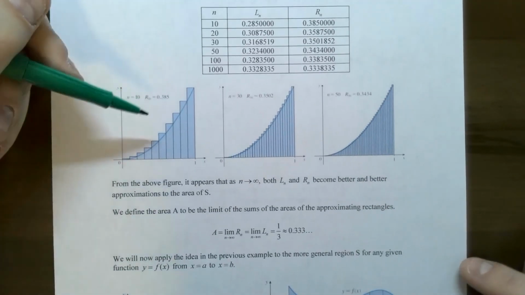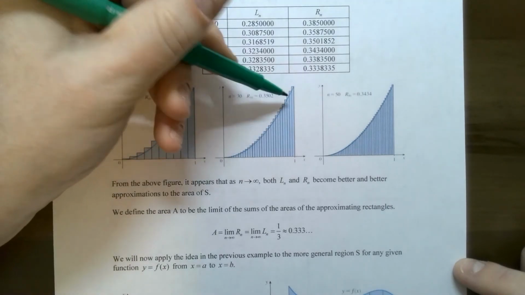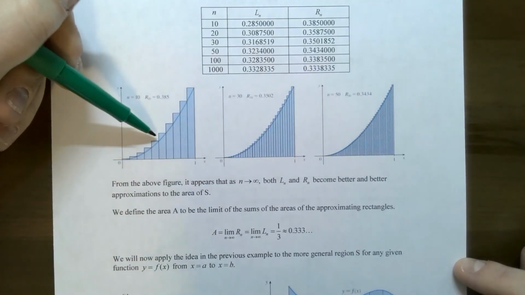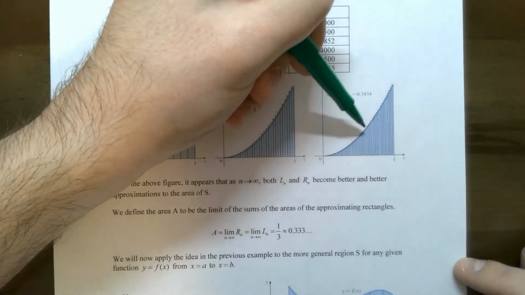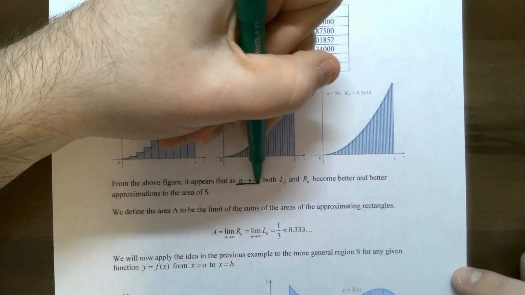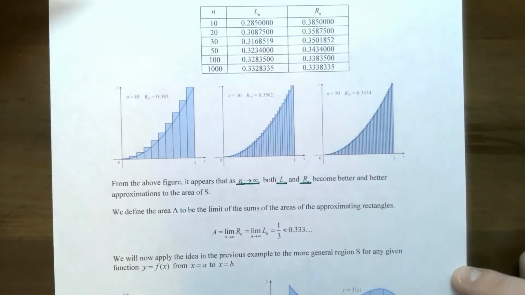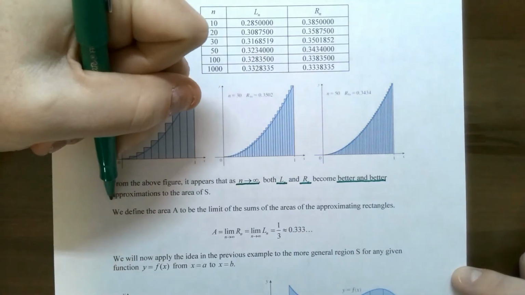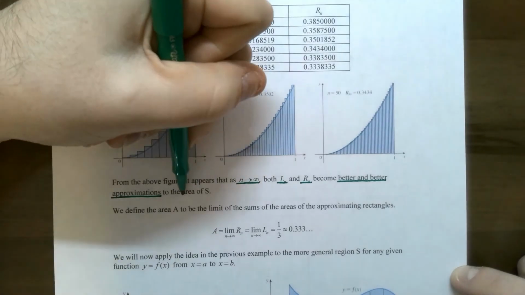So look at the diagrams. If you have 10 rectangles versus 30 rectangles versus 50 rectangles, the error using the right endpoints is being reduced when you increase the number of rectangles. So we're going to let n approach infinity for this table of values, L sub n and R sub n. We notice that you get closer and closer to the actual area. So these are better and better approximations to the area of S.